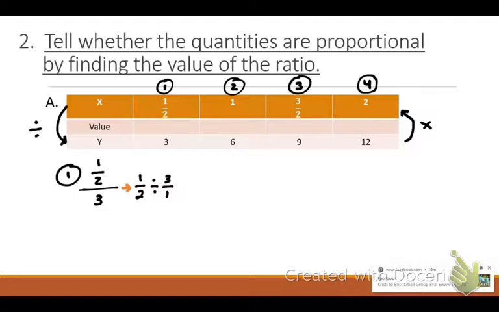Brayden, what should I do next? KFC. Very good. We're going to do KFC. So we'll keep the first one, flip the second one, and then change the operation. Isaac, when you multiply that out, what do you get for the value of your ratio? Remember you're going to multiply the numerators first and then the denominators. So what would you get? You would get 1 over 6. 1 over 6 is correct, okay? So 1/6 is the value.